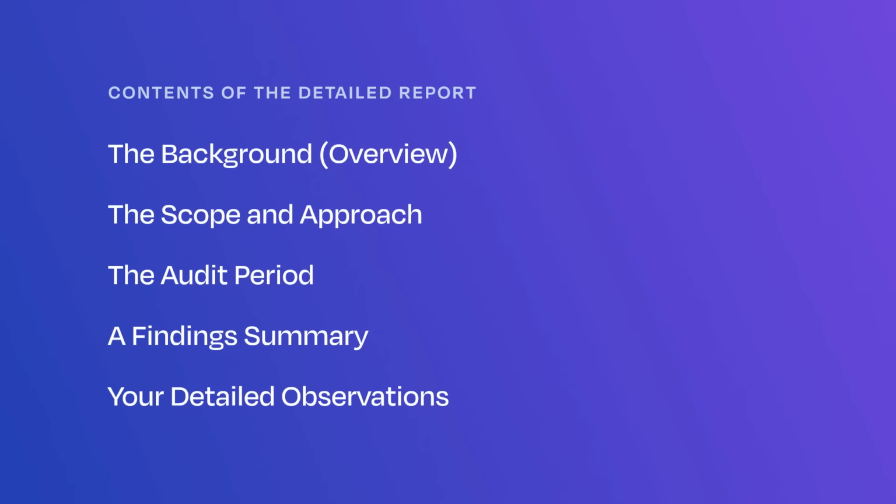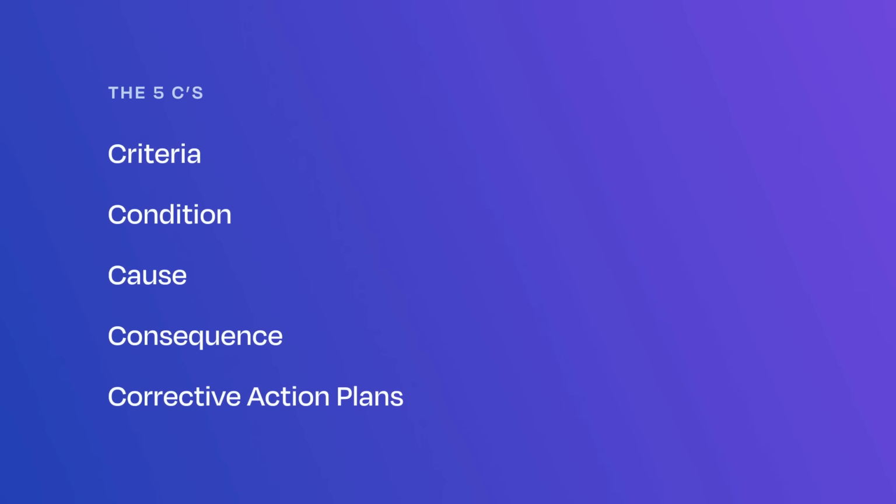the scope and approach of the audit, which discusses what was being audited, the audit period, a finding summary where you'll discuss the audit results, both positive and negative, and lastly, your detailed observations, which needs to include the 5 C's: criteria, condition, cause, consequence, and corrective action plans or recommendations.